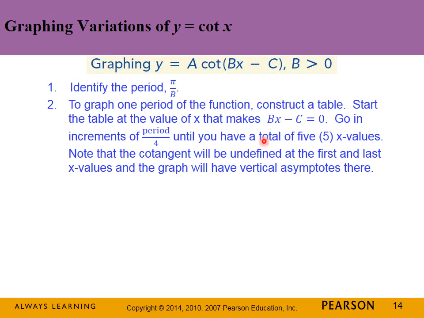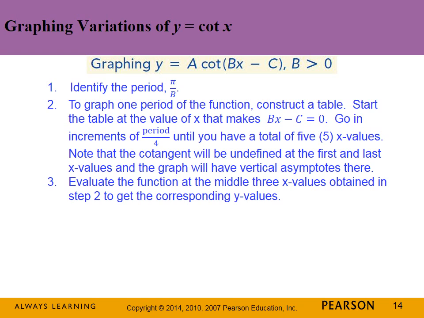So remember, for tangent, we set bx minus c equal to negative pi over 2, and that's the only trig function that we do anything different from 0. Sine and cosine, even, you set it equal to 0. Go in increments of period divided by 4 until you have a total of 5 x values. Note that the cotangent will be undefined at the first and last x values, and the graph will have vertical asymptotes there, and that's exactly what happened with the tangent.